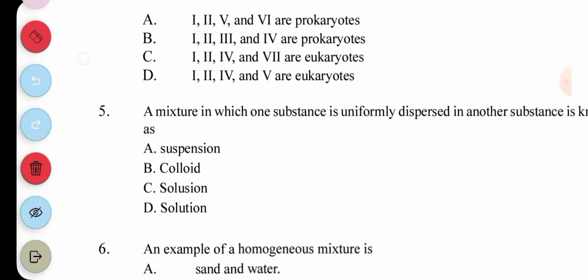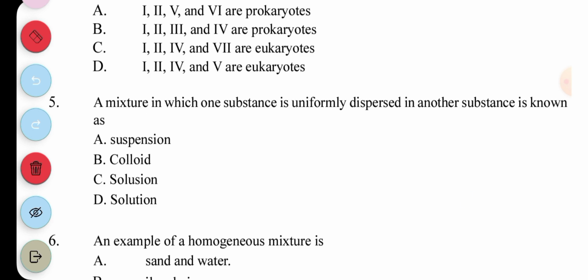Question 5. A mixture in which one substance is uniformly dispersed in another substance is known as A. Suspension, B. Colloid, C. Solution, D. Solution. Now the answer to question 5 is D. Solution.